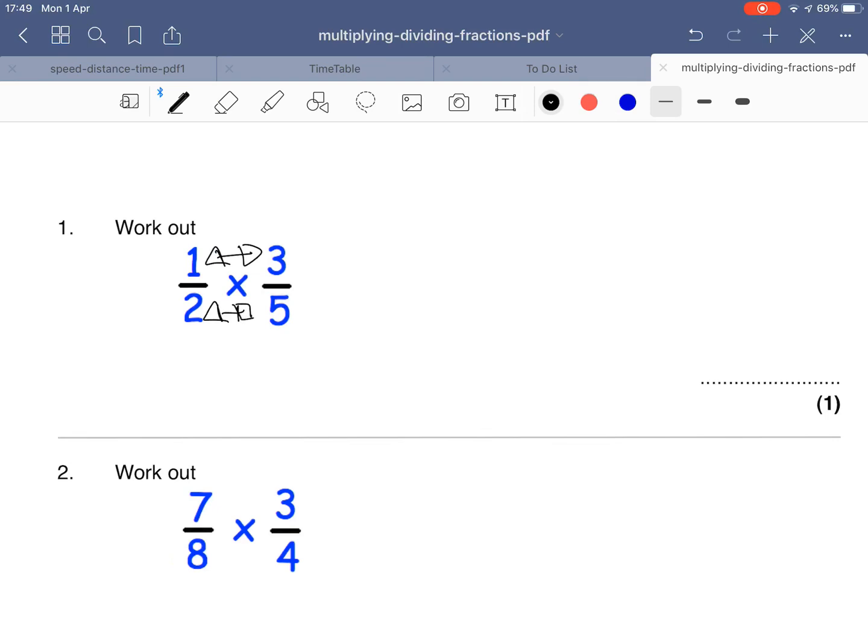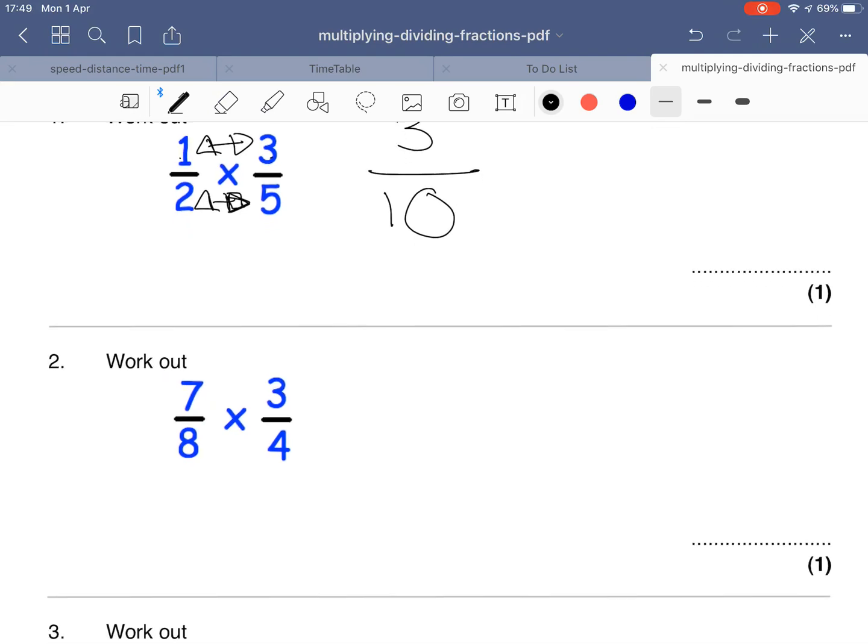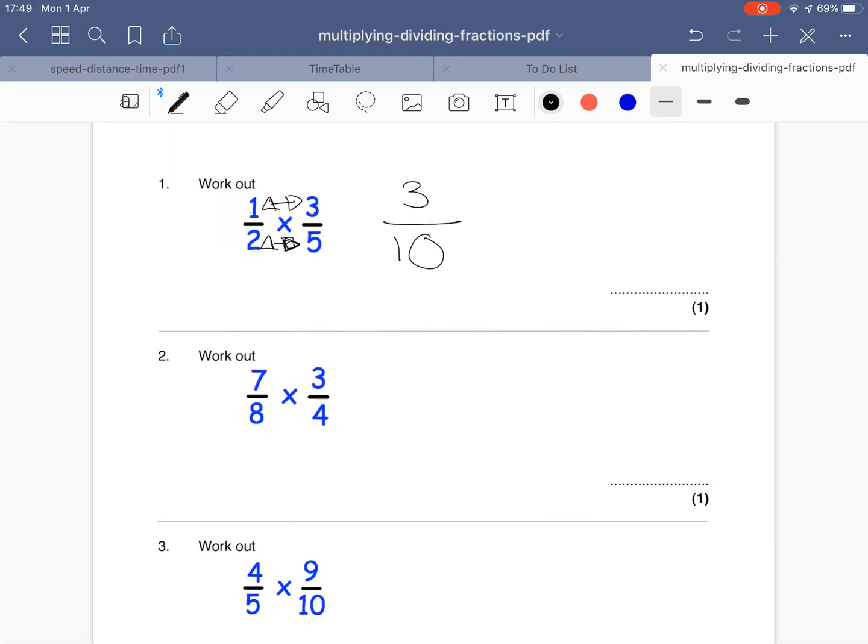So we just do 1 times 3, which is 3 for the top number, and 2 times 5, which is 10 for the bottom number. So 1/2 times 3/5 is 3/10. The only thing that you could get tripped up on is simplifying it at the end, and you can't simplify 3/10. So next one, 7 times 3 is 21, and 4 times 8 is 32, and that's it, 21/32.